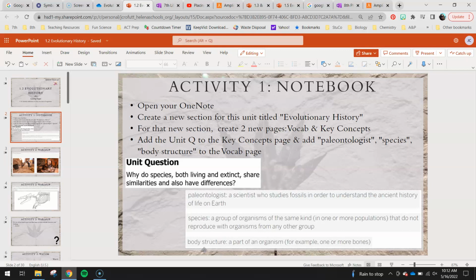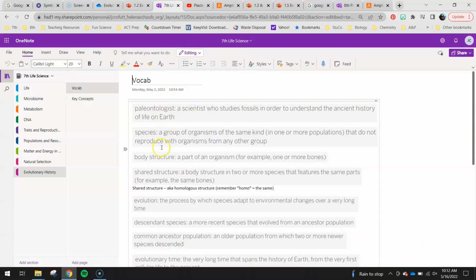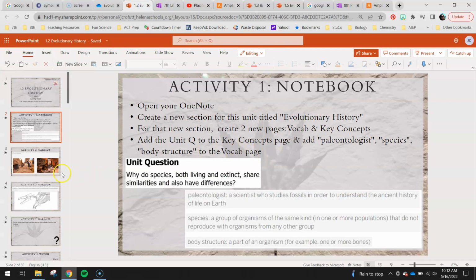Obviously we're going to be looking at a lot of old organisms where all we have left of these organisms is the fossil record. So we're going to be focusing a lot on bones, but it's not just limited to bones when we talk about body structures. It's just what we can work with best with organisms that are no longer around. Again, you should have added those 3 vocab words: paleontologist, species, and body structure. You can see there's a lot of vocab in this unit. All right, moving on.